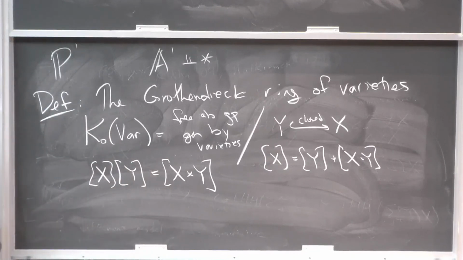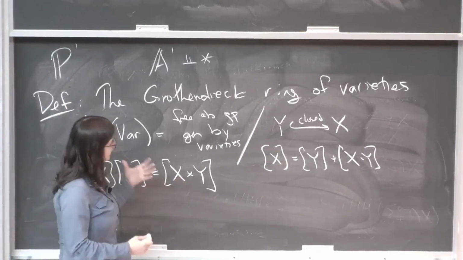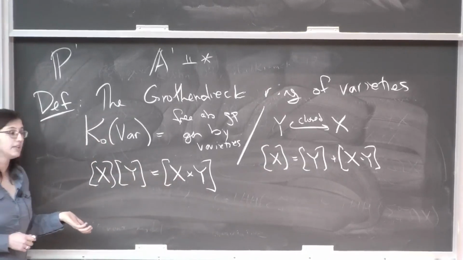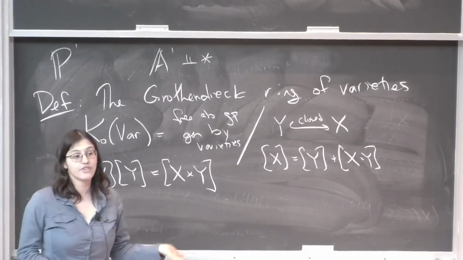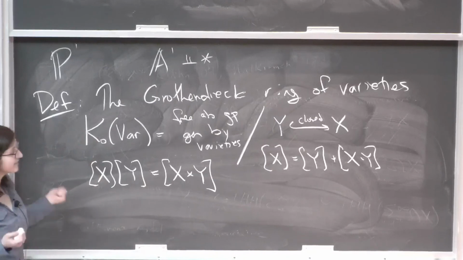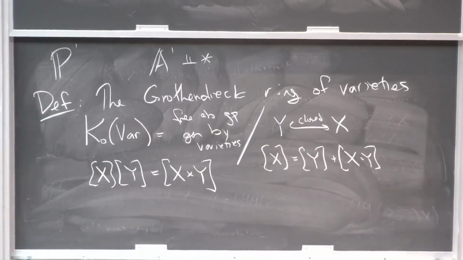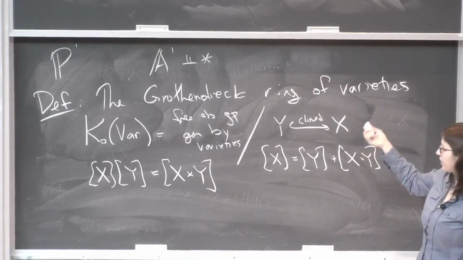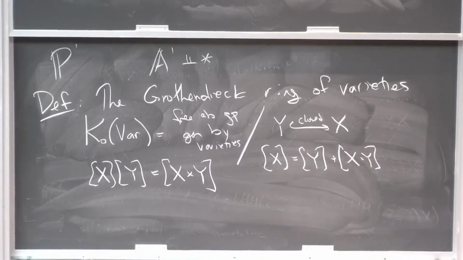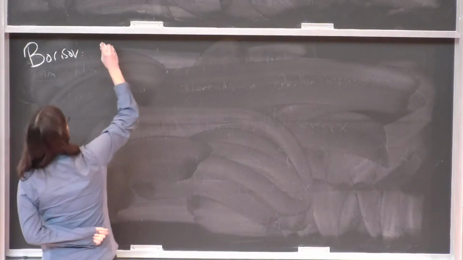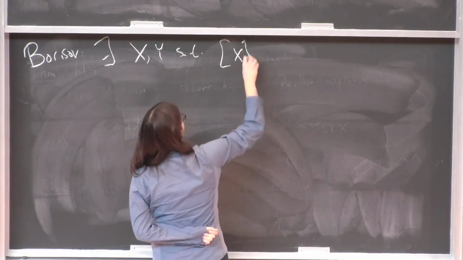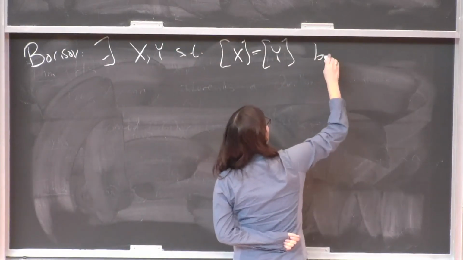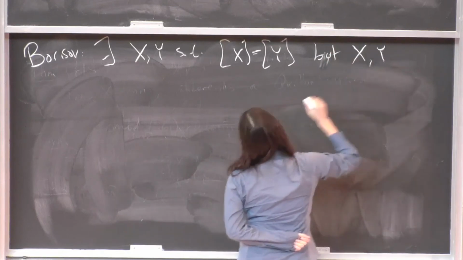But unfortunately, it actually destroys some information too. I just said that if two things are scissors congruent, then they're going to be equal. But the converse is false. It's entirely possible for two things to be equal and for them to not be scissors congruent. I say this as though it's obvious, but there's a paper from 2012, I forgot the date, and I forgot to write it down. I'm sorry. Anyway, it's a result of Borisov that there exist varieties X and Y such that X is equal to Y in this ring, but X and Y are not scissors congruent.